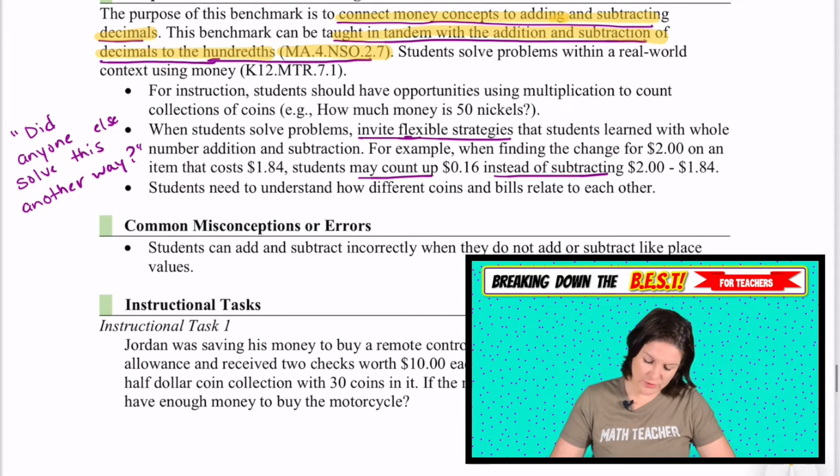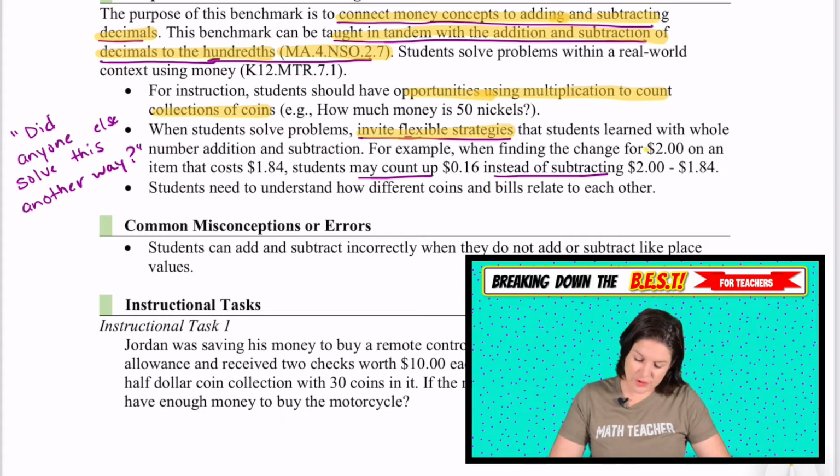We need to make sure that students have opportunities to use multiplication to count coins, and when solving problems, invite flexible strategies there. For example, if you were finding the change, one student might use subtraction, while another student might count up instead of subtracting. It says here that students need to understand how different coins and bills relate to each other.